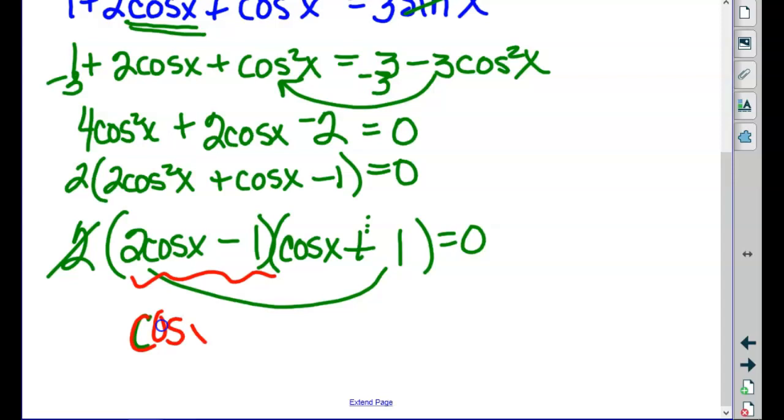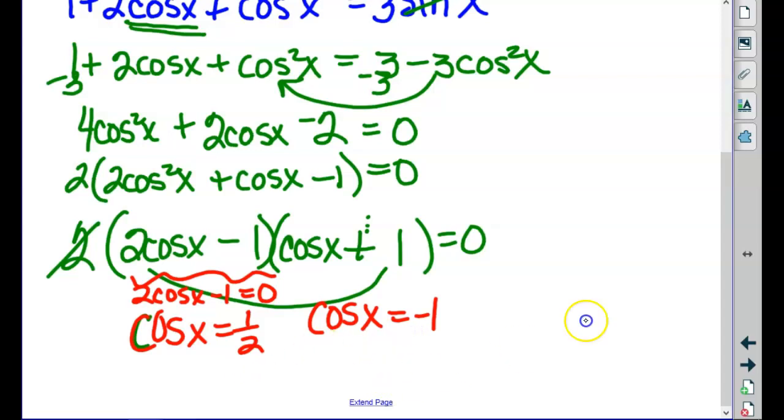Cosine of x will equal... 2 cosine of x minus 1 equals 0. Add the 1, divide by 2, I get 1/2. Everybody okay? And this one would be the cosine of x is negative 1. All right, if I picture where the cosine is 1/2, I think I get pi over 3 and 5 pi over 3. Somebody checking me? Cosine positive 1/2 at those two places. Is that true? And the cosine is negative 1. The x value is negative 1 over here at pi.